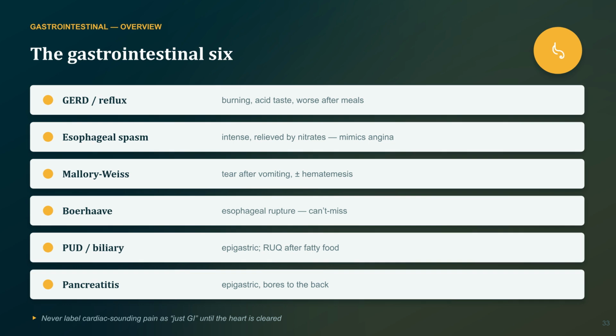There are 6 key gastrointestinal causes to consider. From GERD and esophageal spasm to Mallory-Weiss tears and Boerhaave syndrome, these range from benign to life-threatening. Peptic ulcer disease and pancreatitis round out the list, often presenting with abdominal symptoms that can radiate to the chest.